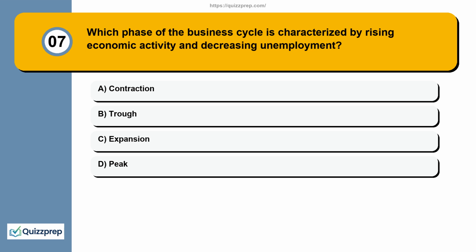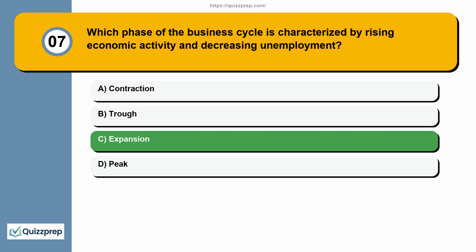Question 7. Which phase of the business cycle is characterized by rising economic activity and decreasing unemployment? Here are your options. Option A. Contraction. Option B. Trough. Option C. Expansion. Option D. Peak. The correct answer is option C.